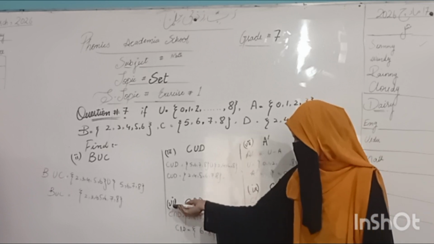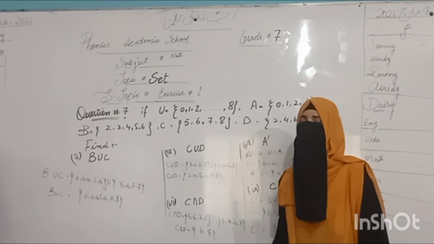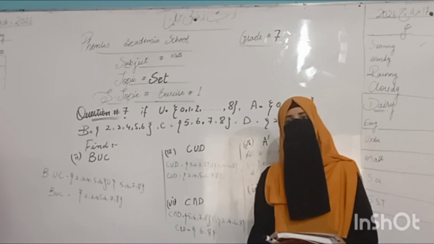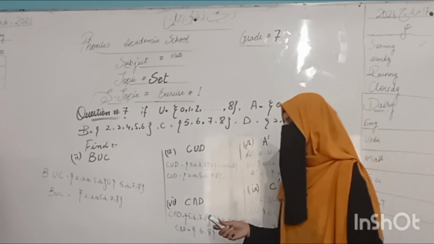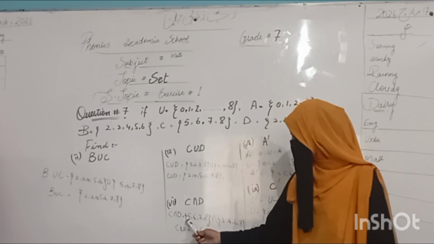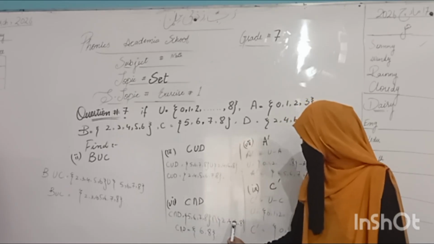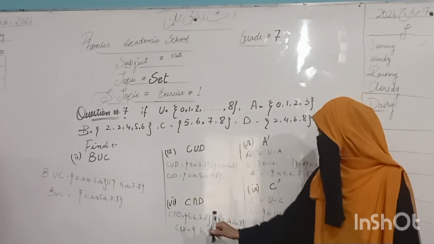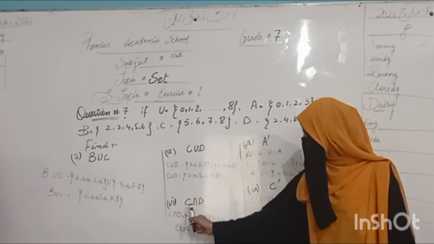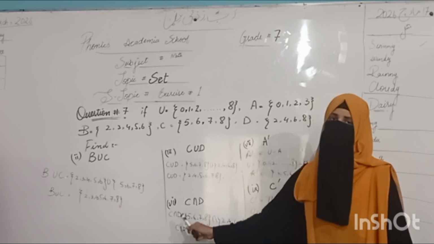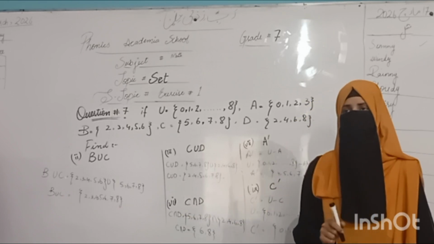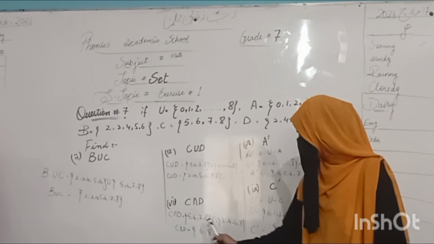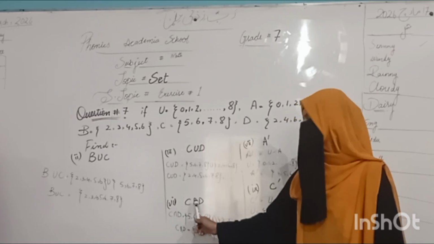Then question number 7 part 6: C intersection D. Students, you know what is meant by intersection. Intersection means to take the common elements between two sets. What you have to do is take the common from the two sets. For example, C is equal to 5, 6, 7, 8 and D is equal to 2, 4, 6, 8. So intersection means take the common between them. Take 6 and 8, which are common to both sets. So 6 and 8 is the intersection of C and D. Remember, intersection means take the common in two sets. The common numbers are 6 and 8.